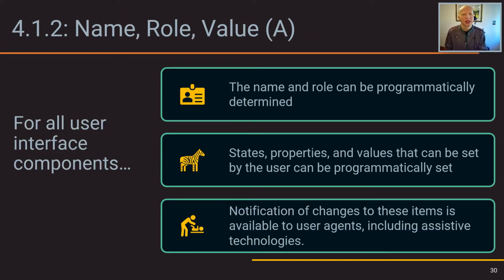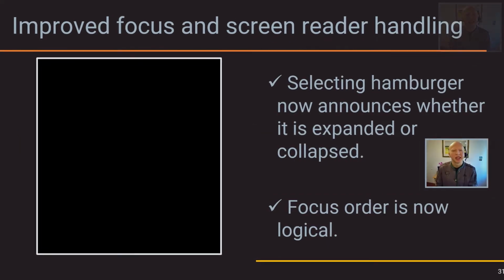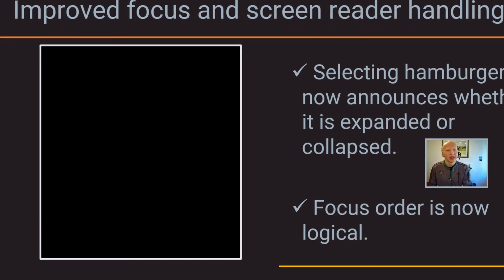This then recalls the name, role, value, success criterion, which states that for all user interface components, the name and role can be identified by using a computer program. The aspects that a user can change can be changed by a computer program, and users of assistive technology are made aware of that change. The expanding, collapsing menu is a nice simple example of this in action, and I'll share another later. So let's revisit our example from the screen reader.